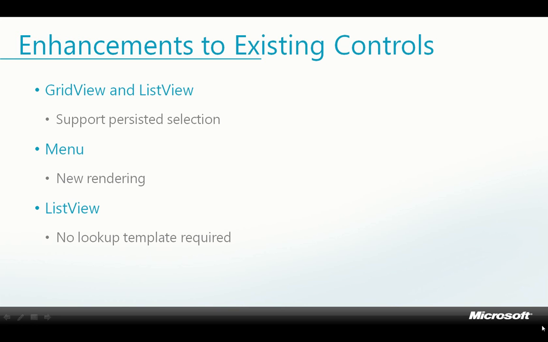Besides the new things we just saw, there are also several improvements to existing controls. Grid View and List View now support persisted selection. Menu now renders differently, and List View no longer requires a layout template. So let's look quickly at each of these.